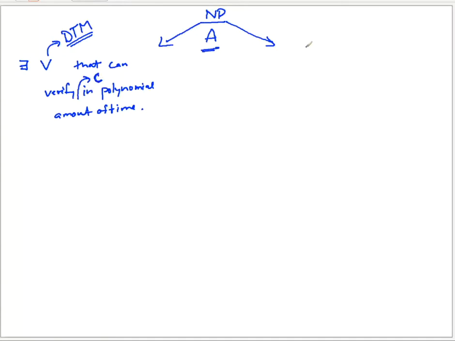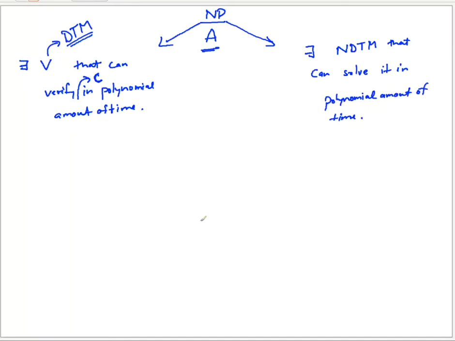The other definition is that there exists a non-deterministic Turing machine that can solve it in polynomial amount of time. Okay. We have seen both kinds of machines for Hamiltonian path and clique.